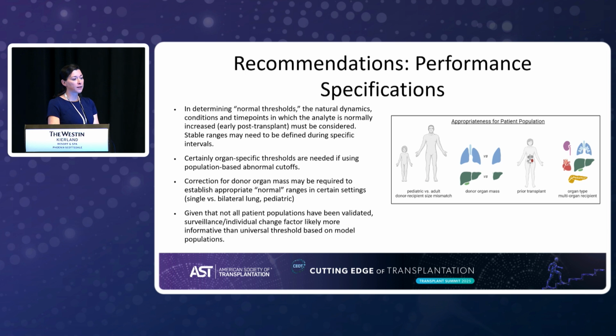This leads to our recommendations in terms of considering performance specifications. There are significant fluctuations over time post-transplant, and in particular these intervals, very early post-transplant and then again late post-transplant, may need to have their own thresholds determined because of the fluctuations over time. Certainly the data is in strong support of organ-specific thresholds being needed, especially if using population-based abnormal cutoffs. The data also seem to support the need for some kind of correction value for donor organ mass, although this needs a lot more data to determine exactly what's appropriate in these various settings and patient populations.